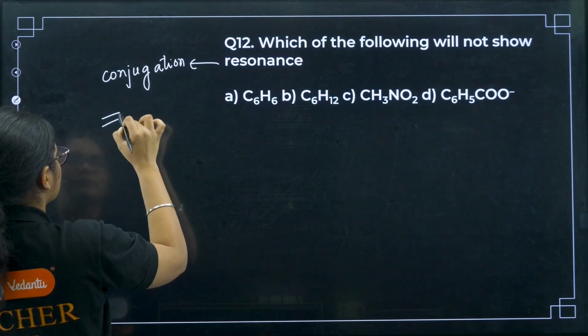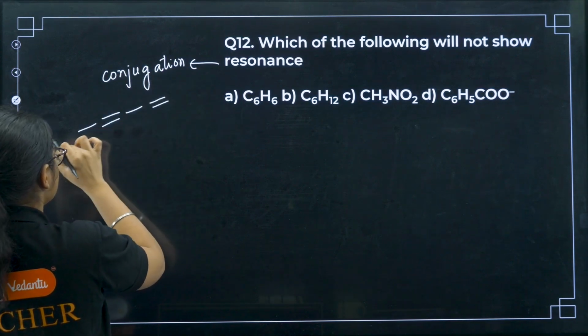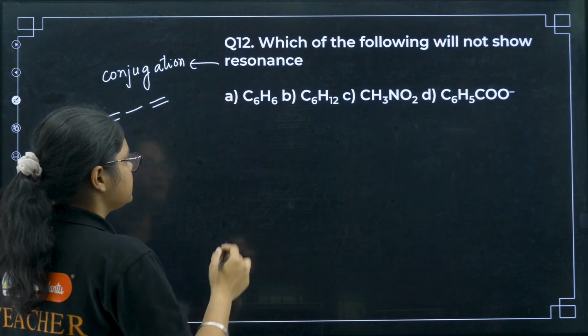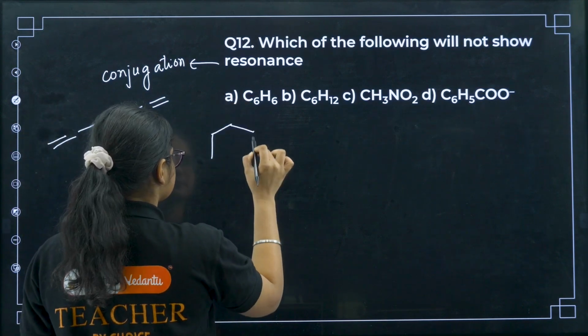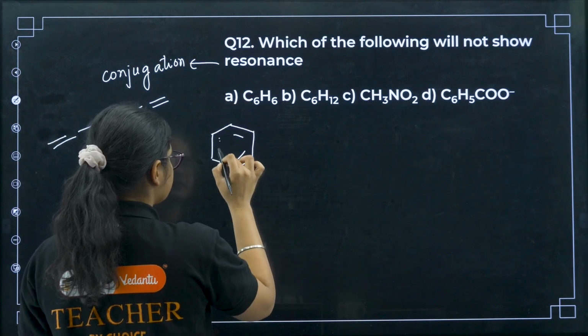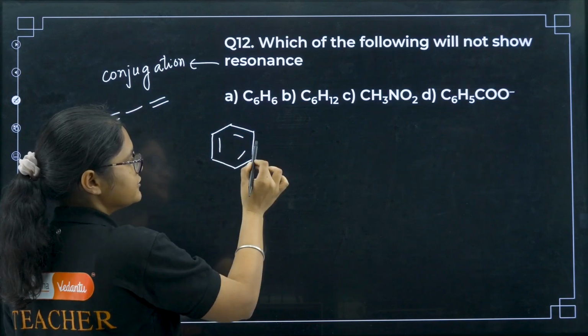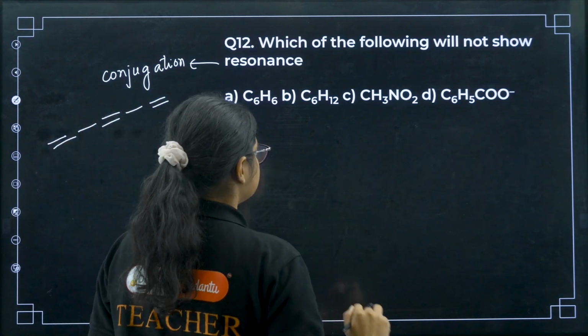You need to have double bond, double bond, then single bond, something like this, conjugation should come. Now if I draw the structure of C6H6, you can find double bond, single bond, double bond, single bond. So there is conjugation, so resonance can be there.